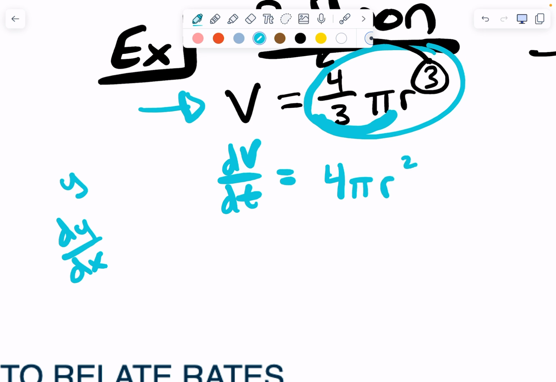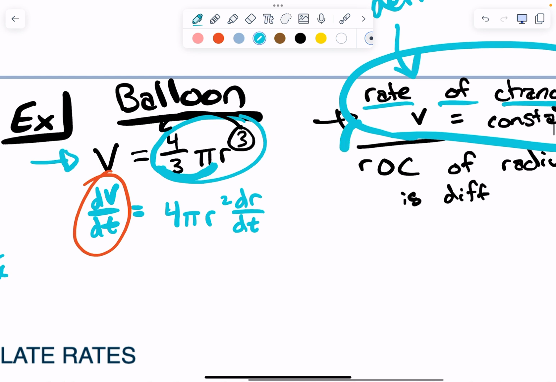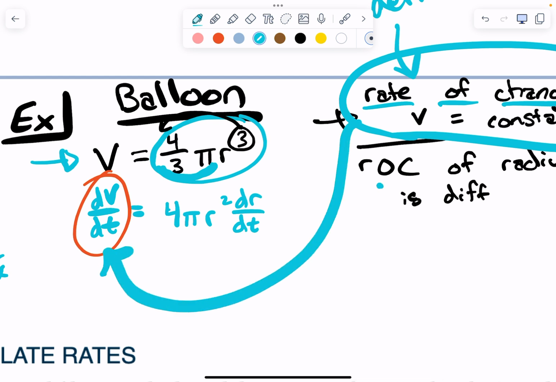But what's the derivative of r with respect to time? The derivative of the volume with respect to time was dv dt. What's the derivative of the radius with respect to time? dr dt, right? So kind of like when I take the derivative of y with respect to x, I have to put dy dx on the end of everything. Here I'm going to have to put d whatever dt. Got it? Now, the rate of change of the volume, that's just dv dt. The rate of change of the radius is just dr dt, the rate at which the radius is changing with respect to time. That's what those mean.